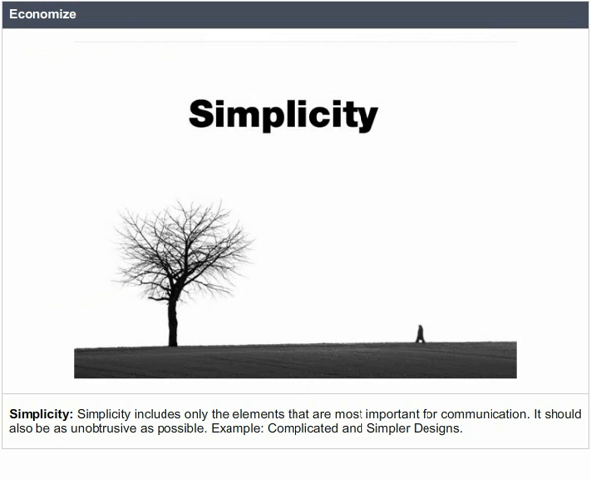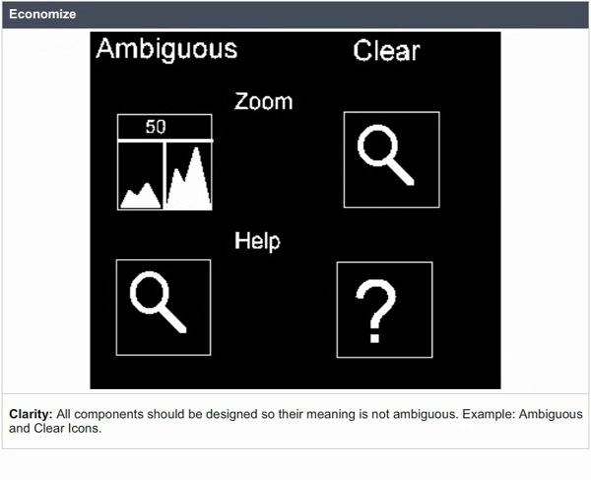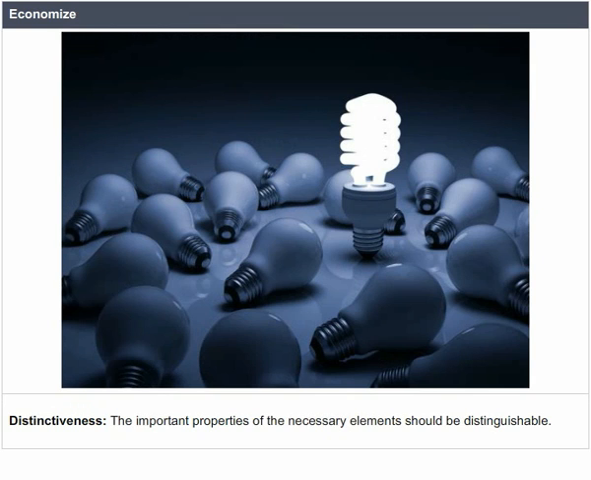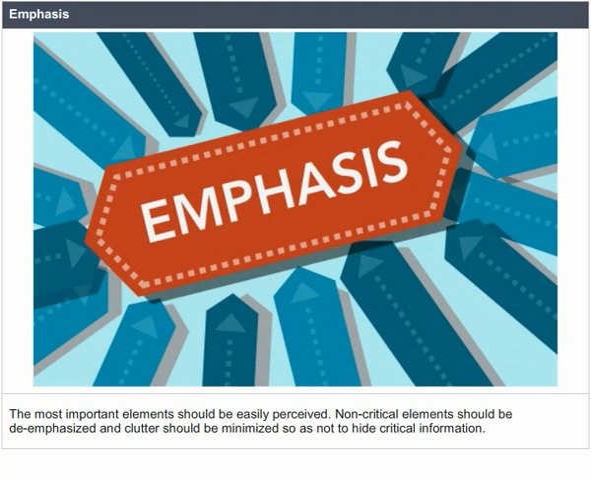Clarity. All components should be designed so their meaning is not ambiguous. Example: ambiguous and clear icons. Distinctiveness. The important properties of the necessary elements should be distinguishable. Emphasis. The most important elements should be easily perceived. Non-critical elements should be de-emphasized and clutter should be minimized so as not to hide critical information.